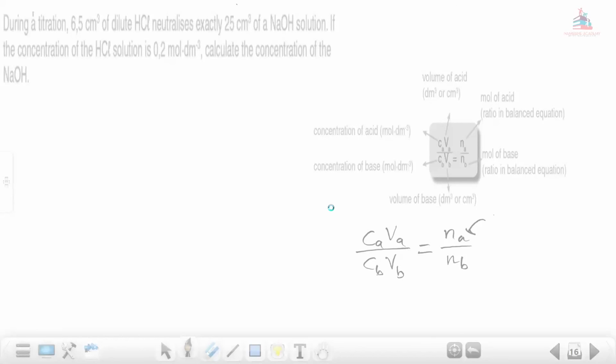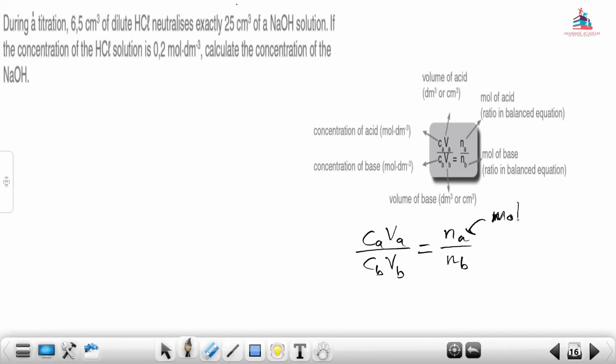We need to get the mole of an acid. Mole of acid. But where do we get that? From the balanced equation. It says this one here will be the concentration of acid and the other one will be the volume of acid.